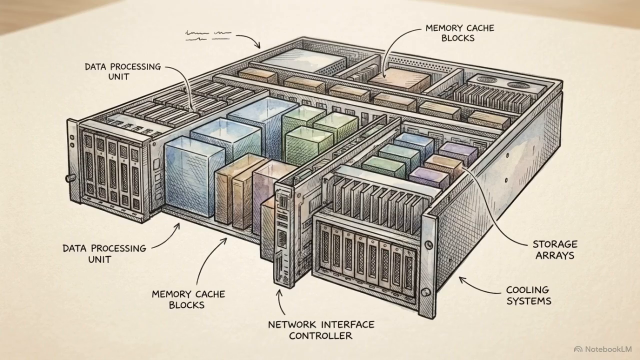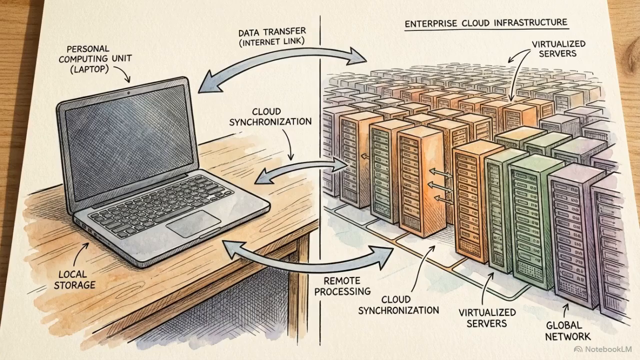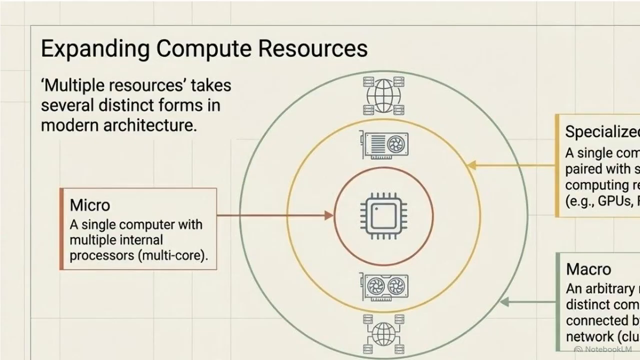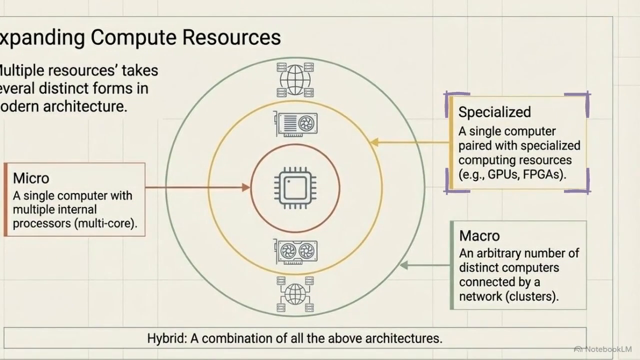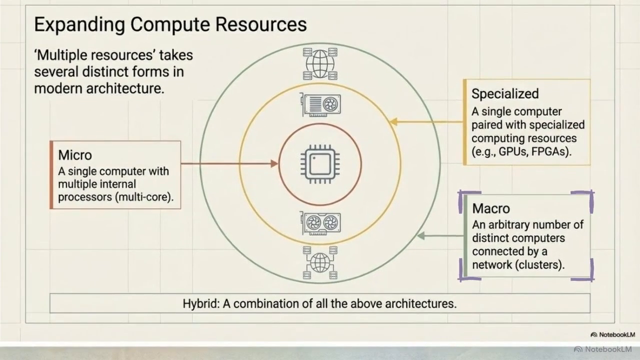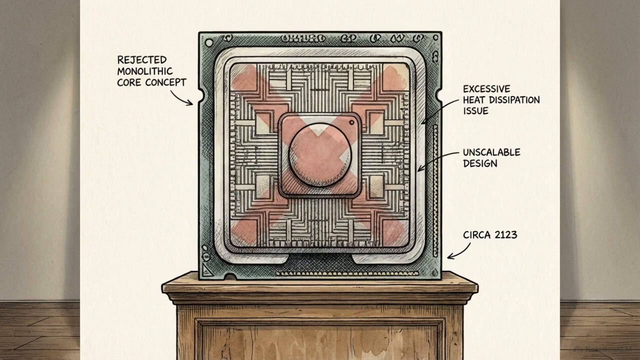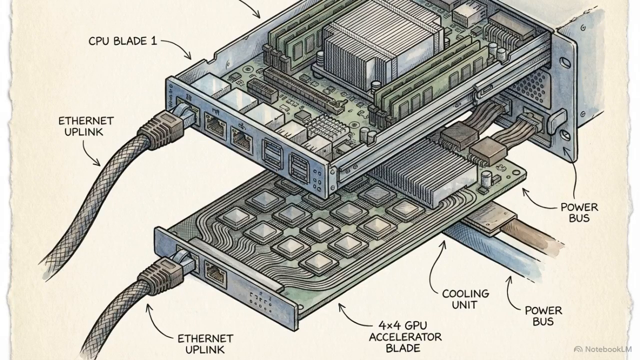Once the software instructions are fractured, we need to map them to the correct hardware. Multiple resources can mean very different things depending on the scale of your workload. This diagram outlines modern hardware tiers. The central micro tier is a single multi-core processor. Outward is the specialized tier, pairing that computer with GPUs. Finally, the macro tier links distinct computers over a network to combine processing power. Modern high-performance computing rarely relies on one superchip. It requires selecting the correct hybrid of these hardware tiers to match the specific demands of the fractured task.